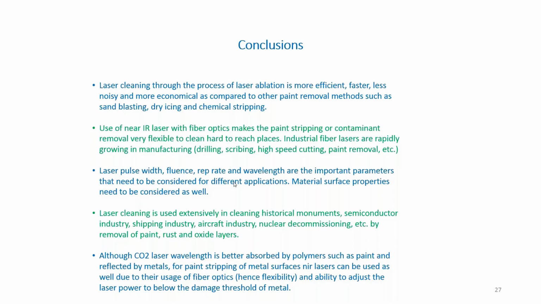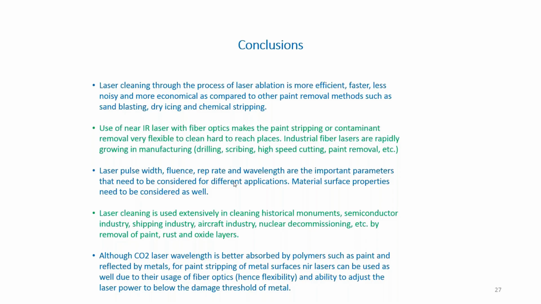to reach places. Industrial fiber lasers are rapidly growing in manufacturing for drilling, scribing, high-speed cutting, and paint removal. Laser pulse width, fluence, rep rate, and wavelength are the important parameters that need to be considered for different applications. Material surface properties need to be considered as well, such as thermal diffusivity, penetration depth, absorption, and heat of vaporization. Laser cleaning is used extensively in cleaning historical monuments, semiconductor industry, shipping industry, aircraft industry, and nuclear decommissioning by removal of paint, rust, and oxide layers.